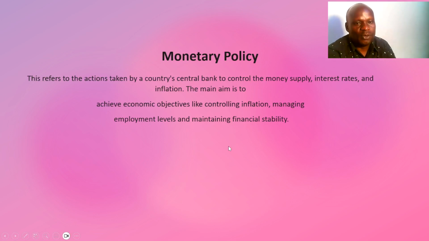1, what is a monetary policy? We say this refers to the actions taken by a country's central bank to control the money supply, to control interest rates, and to control inflation. Now, the main aim is to achieve economic objectives like controlling inflation, managing employment levels, and maintaining financial stability.